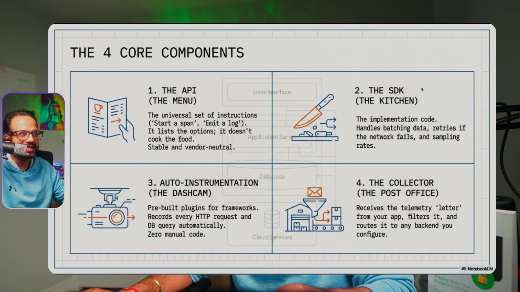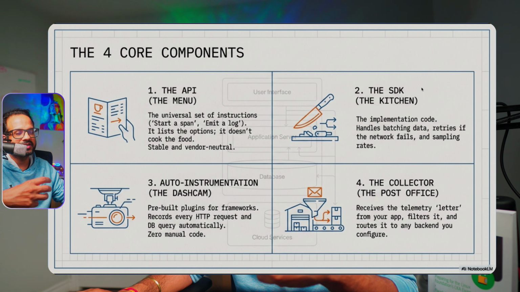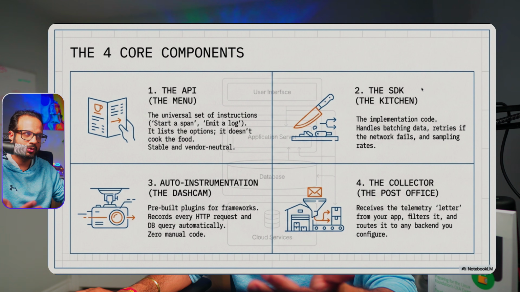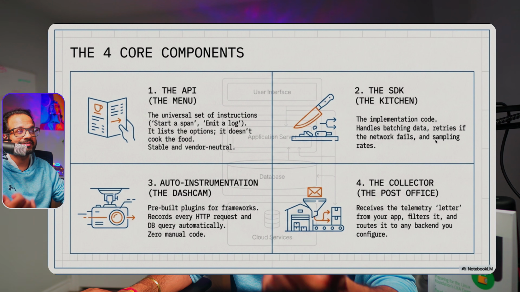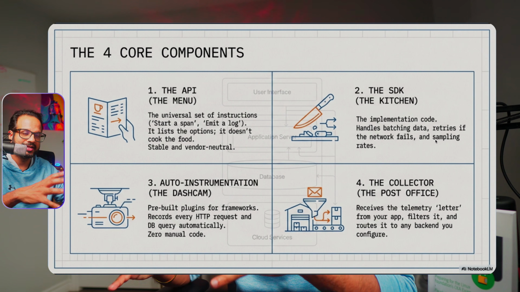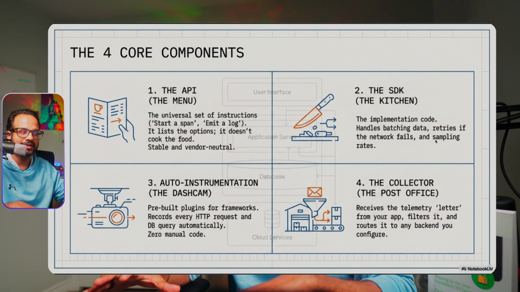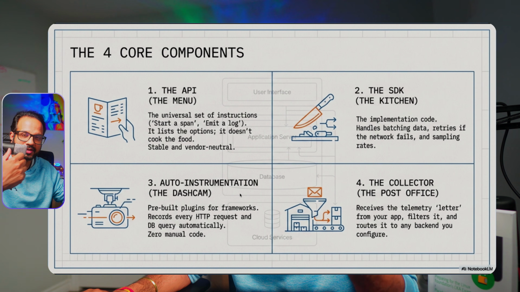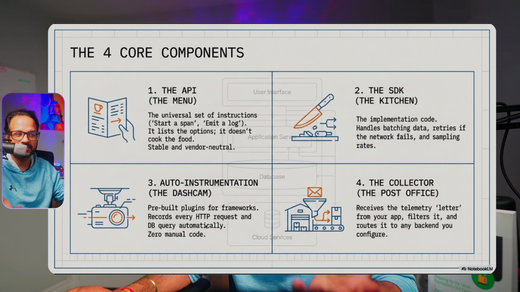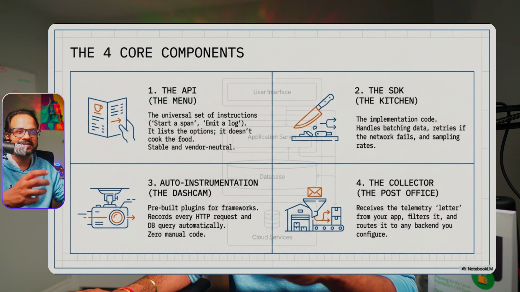Then we have the SDK. SDK is where you implement the code which handles batching data, retries if the network fails, and sampling data. Here's where your actual logic will be written. Then we have auto instrumentation, which records all the HTTP calls and DB queries automatically. Again, there is zero manual code, but it will record all the activities happening on your application.